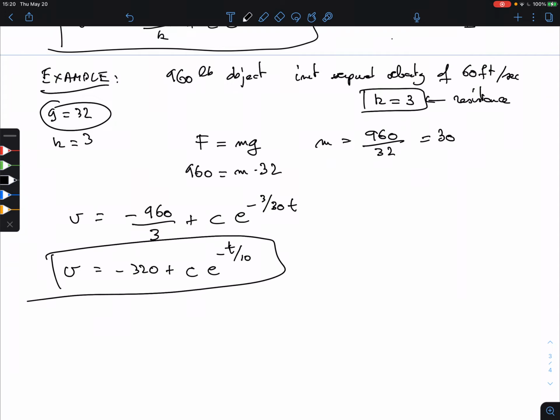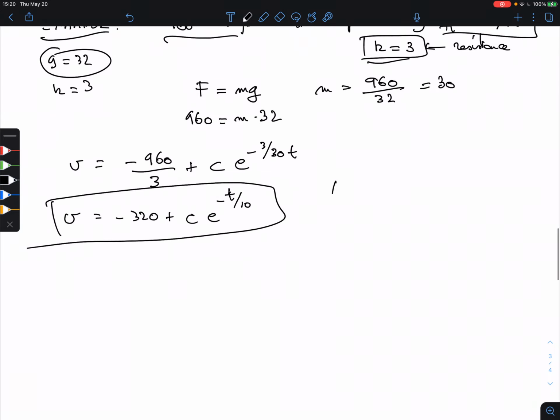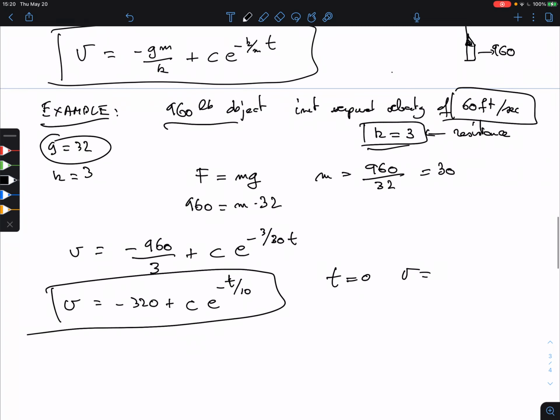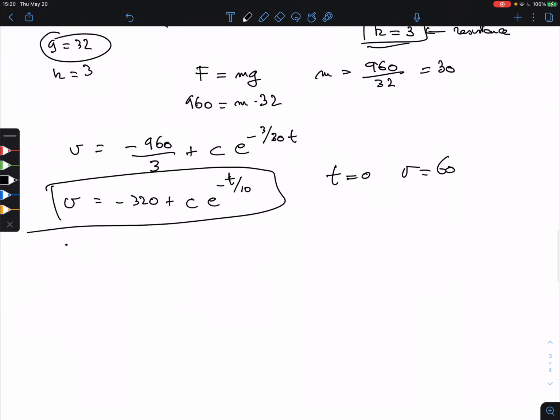There is still something missing, right? There's a c here. Where does the c come from? Well, what have we not used yet? We used this, we used that, we didn't use this one yet. So the initial velocity: at t equals 0, v was 60, pointing upwards. If we would have been thrown down, it would be a negative, so be careful there. So we get 60 equals minus 320 plus c times e to the 0, which is just 1. So we see that c is equal to 380.